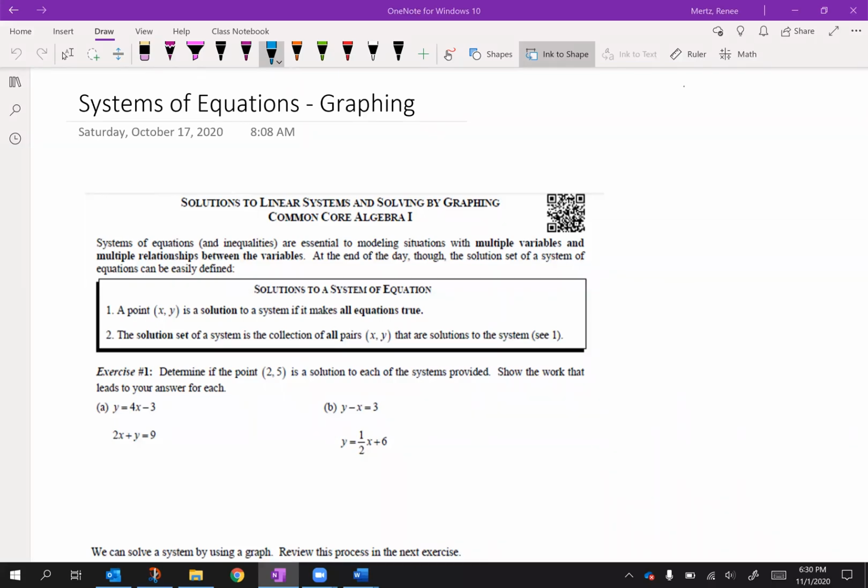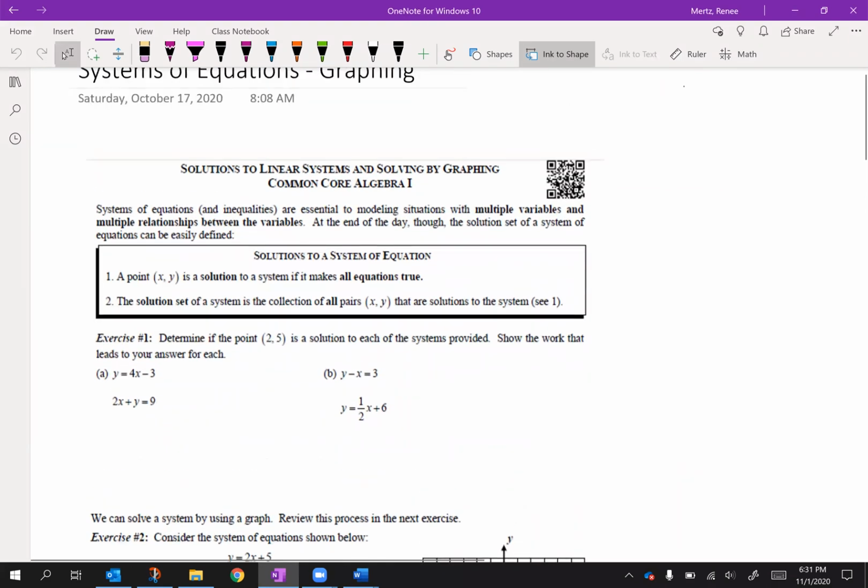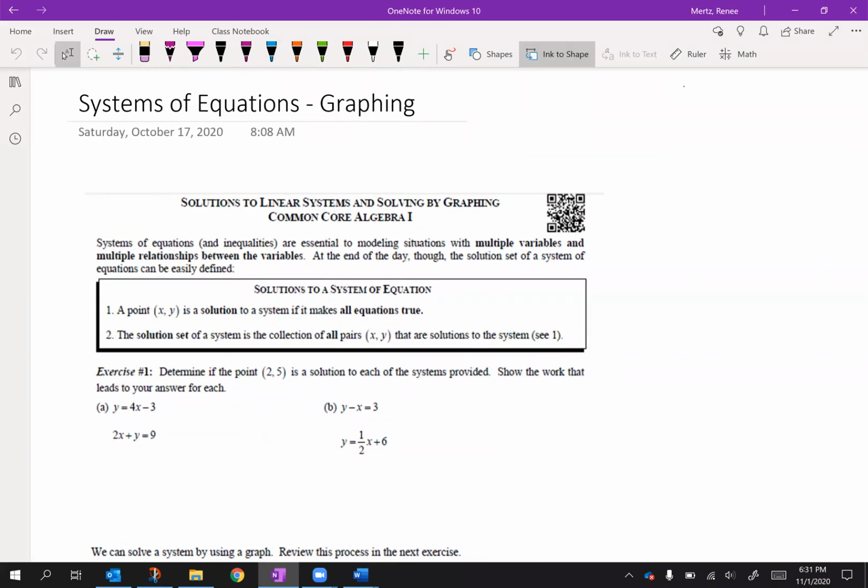Hi guys, we're starting chapter 5 and it's systems of equations. This is one of my favorite chapters. We're going to start by figuring out what systems of equations look like. It's two lines put together. We're going to do graphing first.